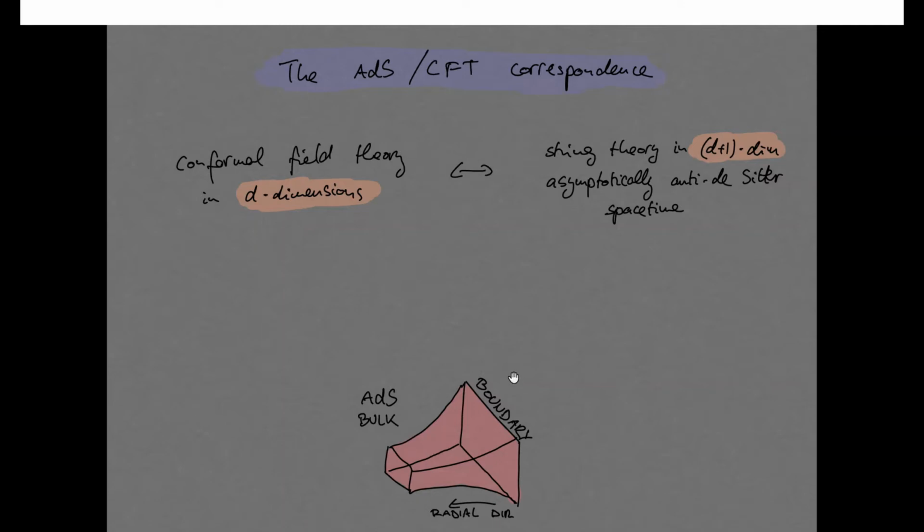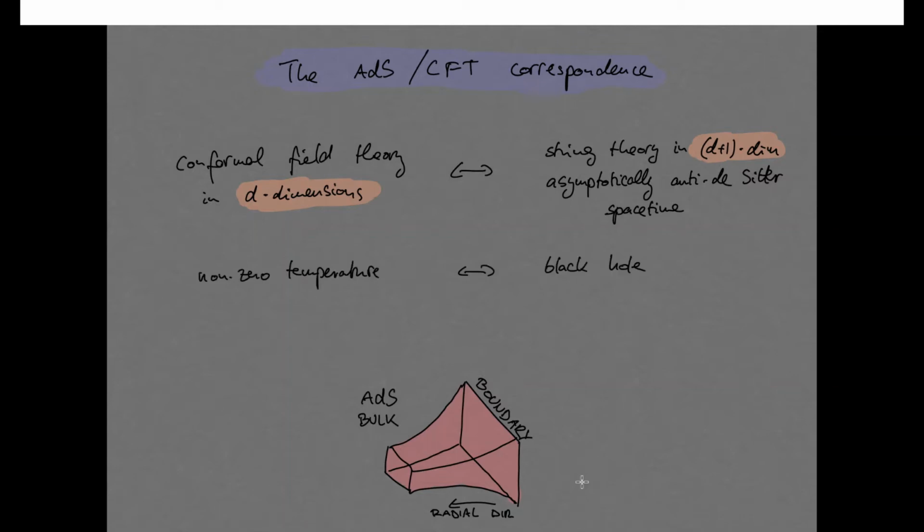So this is a d-dimensional boundary. But AdS has this extra radial direction. And we're going to call this space the bulk. So gravity is here, and there's no gravity on the boundary theory. So according to the correspondence, this AdS space is dual to the vacuum state in the field theory.